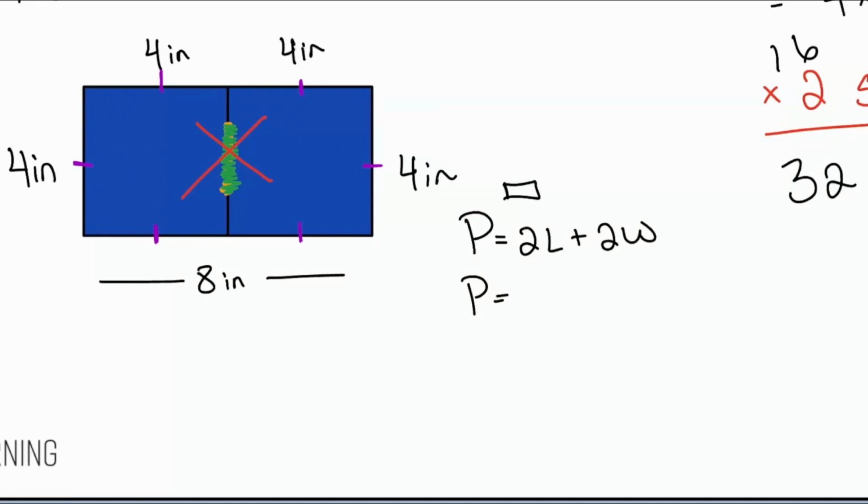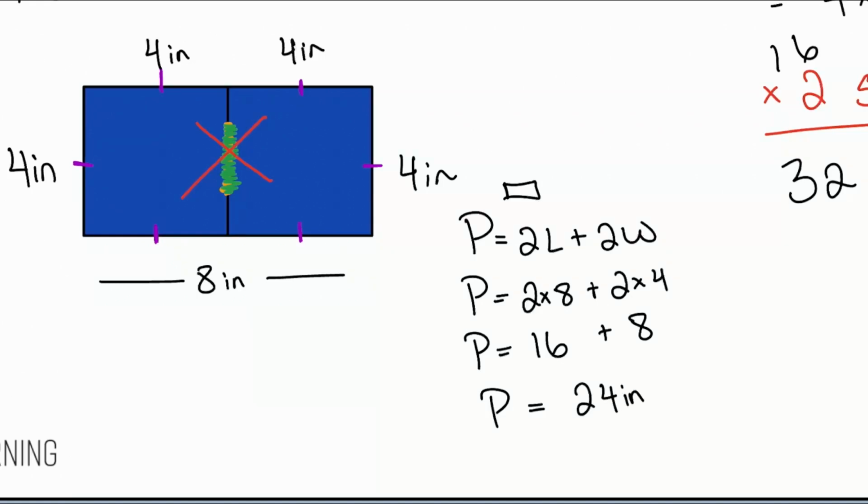We know that the length is 8, so 2 times 8. We know that the width is 4, so 2 times 4. Perform those products, the multiplications. So 2 times 8, that's going to be 16. 2 times 4, that's going to be 8. 16 plus 8, and that's going to give us 24 total inches. Again, we do not count those sides that ended up joining together because that is no longer part of the outside of this shape. And there you go.